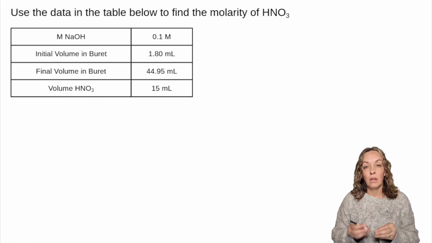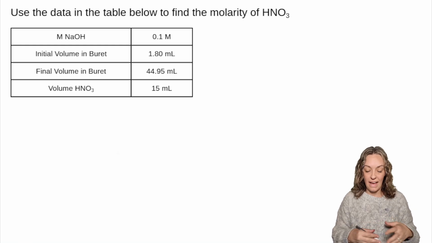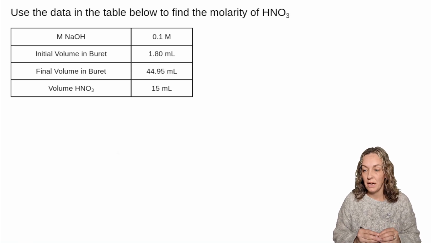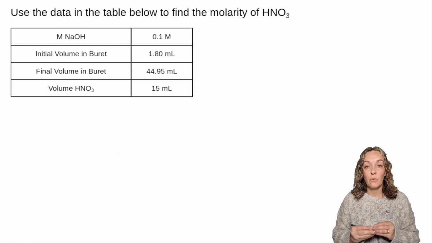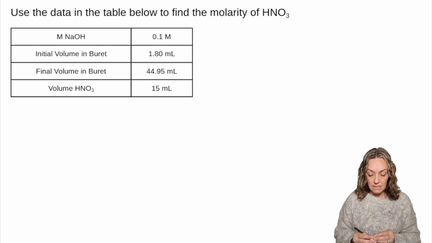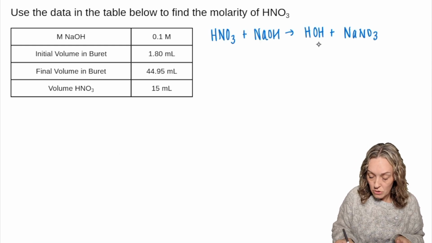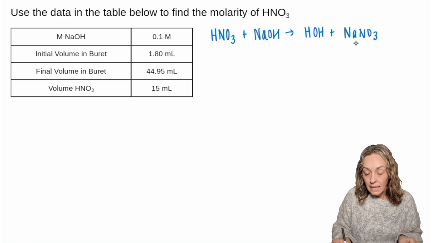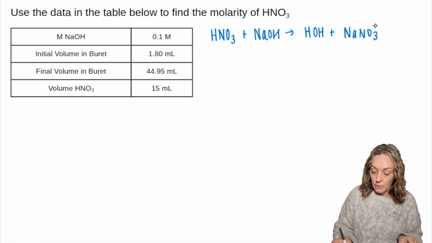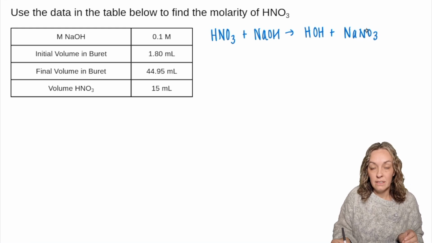In this example, all of the information is presented to us in a data table rather than through the lab setup that we used in the last problem. But our steps are going to be exactly the same. We always need to start by writing a balanced equation. When I write my balanced equation, I know my products are going to be H2O or HOH and NaNO3. So again, this is a neutralization reaction. I have water and an ionic salt.